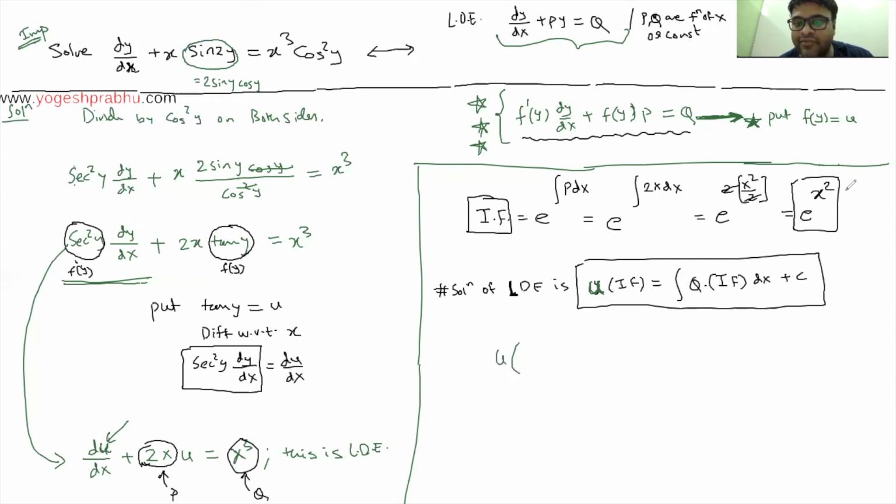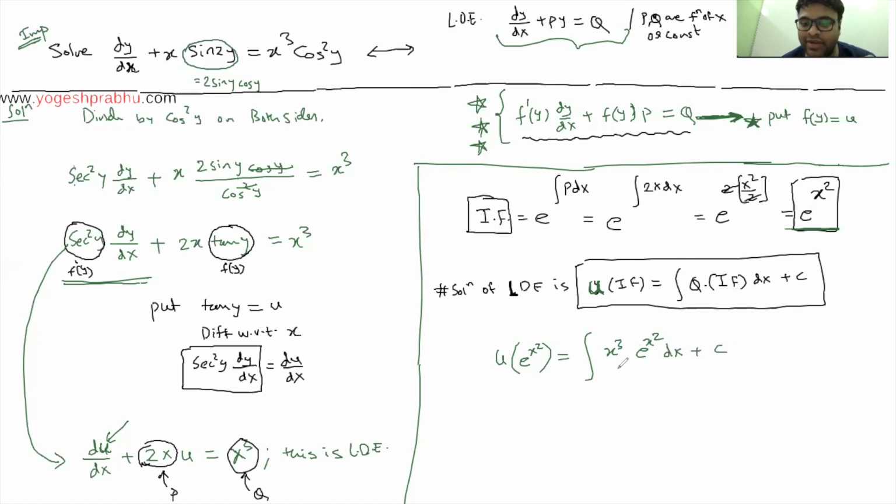Now u into IF. The value of IF is over here, it is e raised to x squared. So u times e raised to x squared is equal to the integration of q times IF. What is the value of q? Q is the right hand side, and that is x cube. So the integral is x cube times e raised to x square dx plus c.